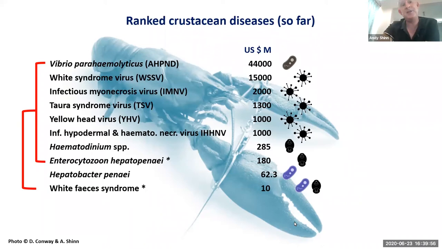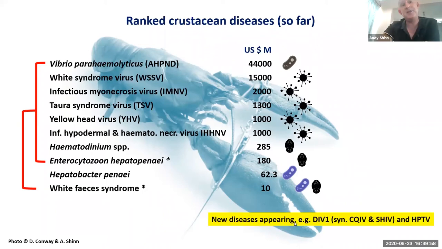Of course, just over the course of the last 2 months, we've heard the appearance of some new diseases. We've heard of DIV1 or decapod iridescent virus. It was formerly called CQIV or SHIV, shrimp hemocyte iridescent virus. It's actually the same name. And then just recently, we've also heard about HPTV coming from China. So we have to look very carefully at perhaps what are the costs and the impacts of some of these pathogens to those particular industries.